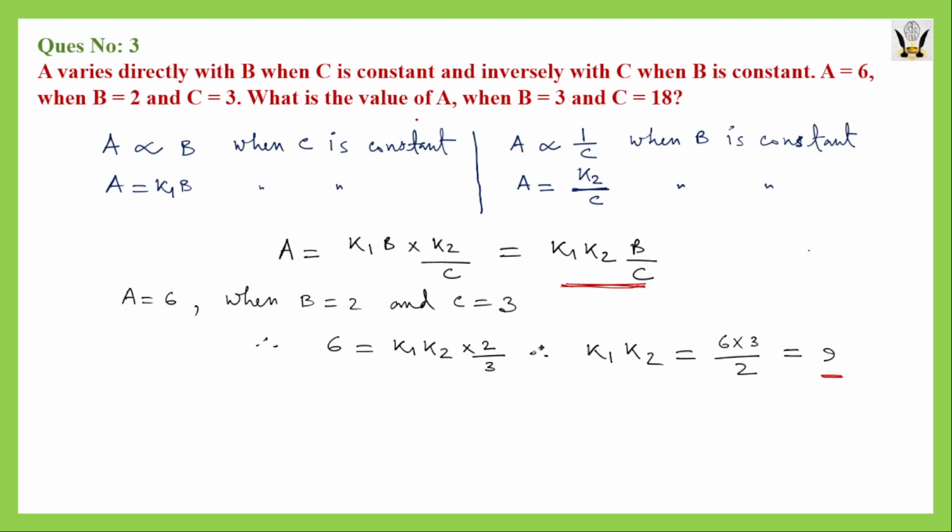And then in the next line it is given, we need to find the value of A when the value of B is equal to 3 and C is equal to 18. Now based on the product of these two proportionality constants that we have obtained so far, and the values of B and C that are given, this time it is 3 and 18, we can easily find the value of A by using the same relationship. So A is equal to K1 K2 B all divided by C. Now the product of K1 K2 we have found as 9, the value of B is given as 3 and C as 18, and if we simplify this further, then the value of A will come as 3 by 2.